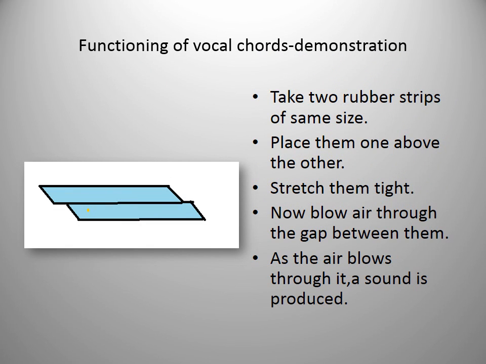We can demonstrate the functioning of vocal cords using two rubber strips. For that, take two rubber strips of the same size. Place them one above the other. Stretch them tight. Now blow air through the gap between them. As the air blows through it, a sound is produced.